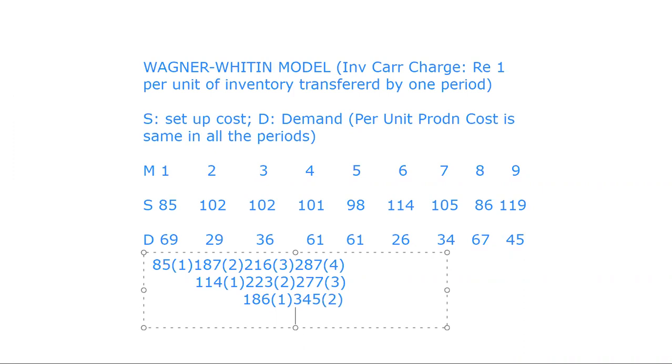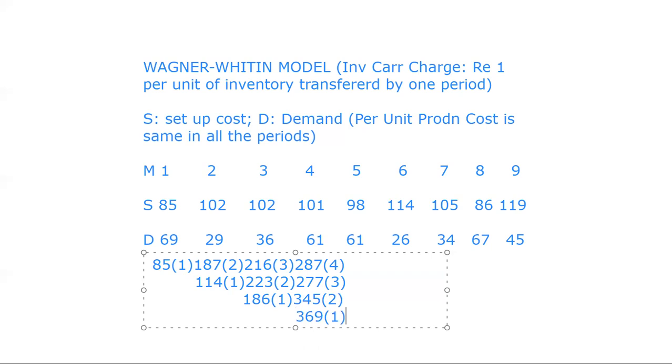Now I produce in period number 1. So what is my total cost? $369, sir. 369. I believe your figures. Yes, sir. 85 plus 29 into 1, 36 into 2, 61 into 3. That's right. So what is my optimal cost? 277. Right? Third month. So if it were a 4-period problem, my optimal cost is 277.